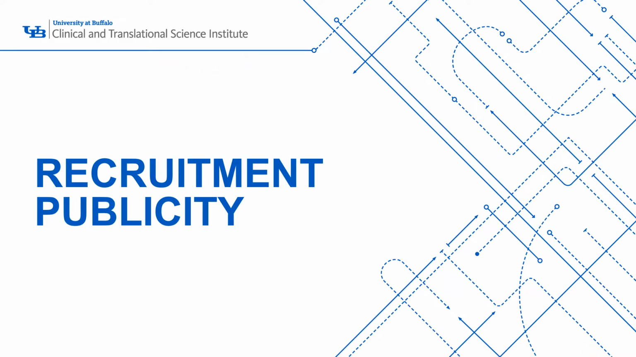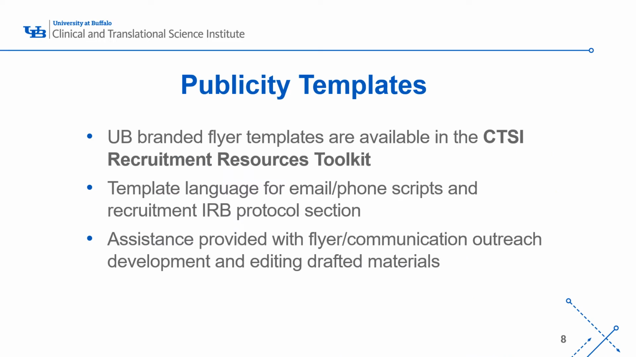Next is recruitment publicity. We have different publicity templates available for all of our study teams to use. The first is our UB branded flyer templates, and those are available in the CTSI Recruitment Resources Toolkit. We also have template language for email and phone scripts, as well as the recruitment IRB protocol section. Then we can also provide assistance with the development of flyer or communication outreach, as well as edit drafted materials that may have already been developed by either yourself or your study team.